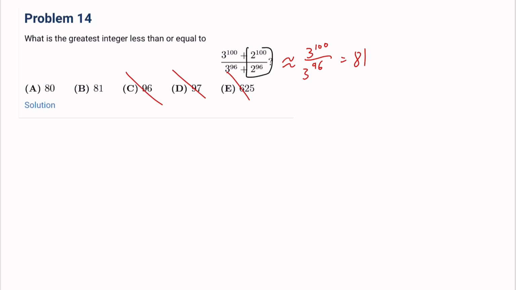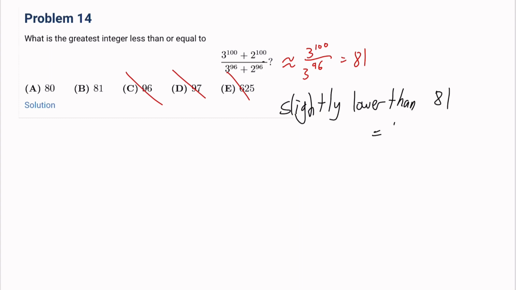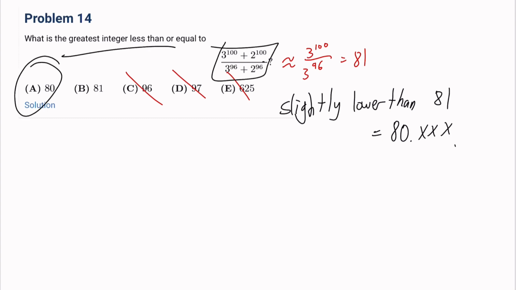But then one other thing is these do have an influence, right? So it's not exactly equal to 81, and since this is in the denominator, that means it's going to put this value down somewhat, right? Because this isn't dividing by just 3 to the 96th power, but this thing, right? So that does have an impact. So it lowers the value a little. So it's slightly lower than 81, right? So this means it's 80 point something. So the greatest integer less than or equal to this is 80. The answer is A.